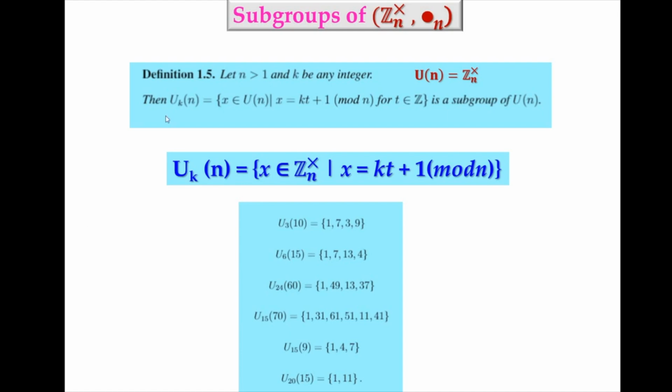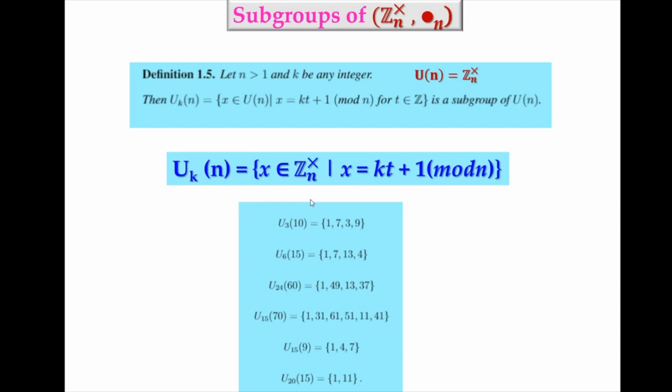So if we have a short method to determine the subgroups, then it will be easy. It is given in that book that any subset of Zn cross which is of this kind will definitely be a subgroup. It is denoted in this way, and it is all those elements in the units which satisfy this condition: x should be equal to kt plus 1 mod n.